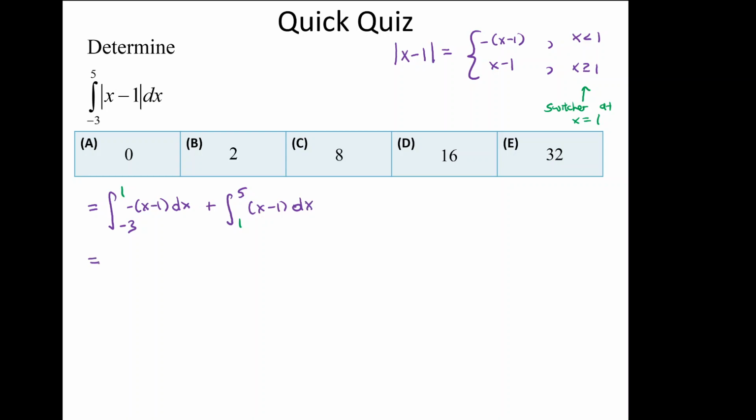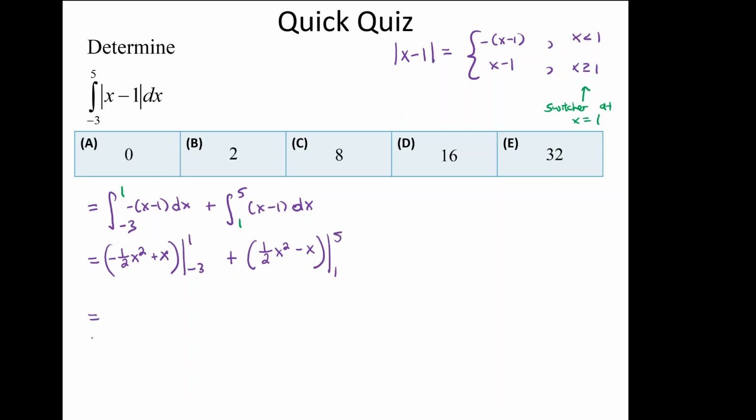Okay, we can take the antiderivative of each piece separately. Antiderivative of x is 1/2 x squared. Antiderivative of 1 is x. Negative times negative gives you a positive. And then we're going to evaluate this from -3 to 1. The second antiderivative of x is 1/2 x squared. Antiderivative of 1 is x. And we're evaluating this from 1 to 5.